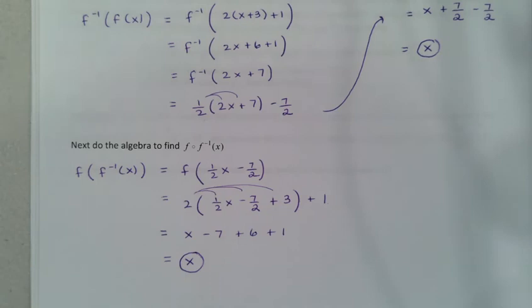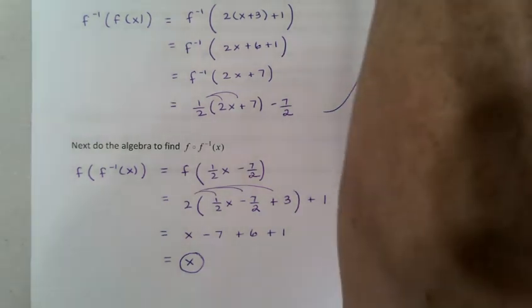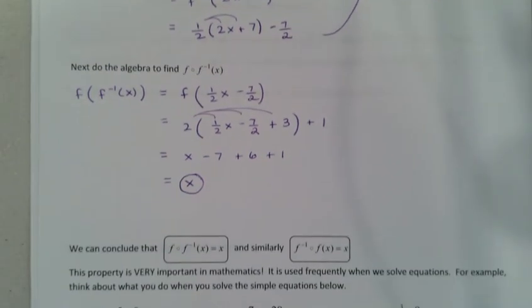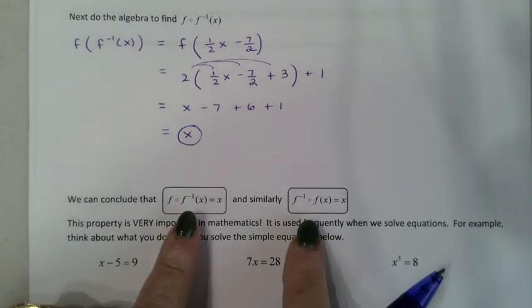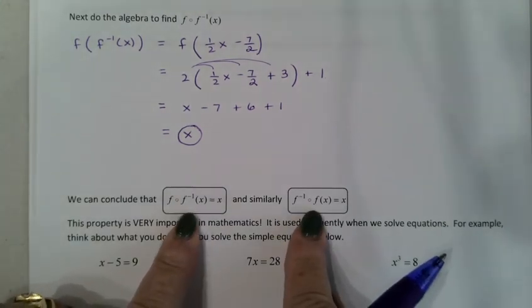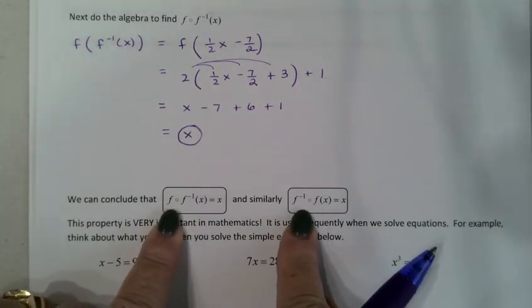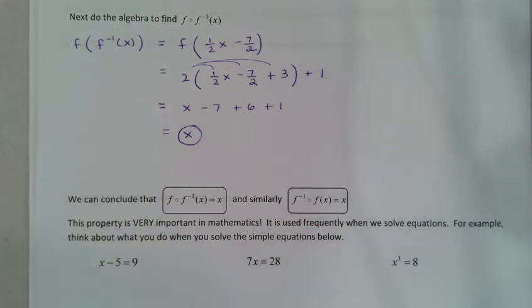All right. So I've now seen this algebraically as well as numerically. And we're going to go ahead and say, yeah, it looks like this is true all the time. The composition of f and f inverse in either order just gives us the original x back again. Doing and undoing.